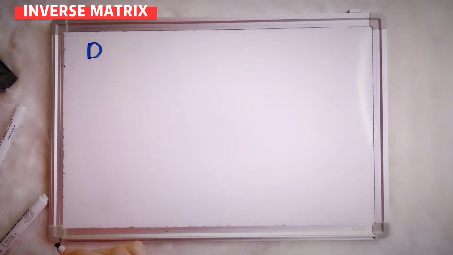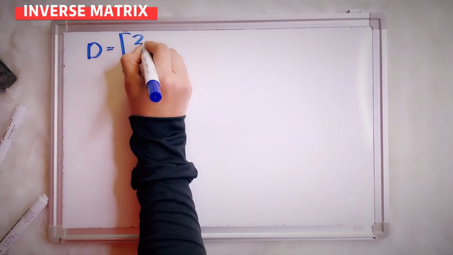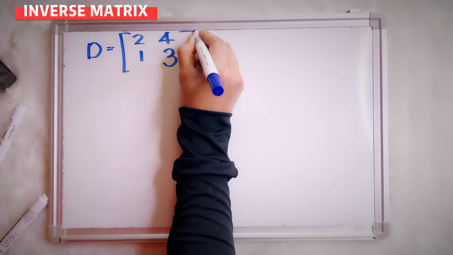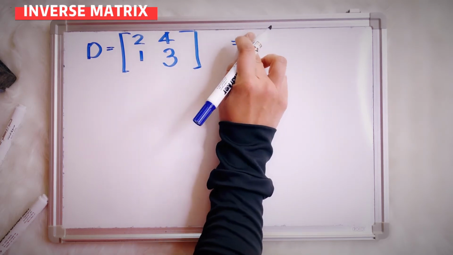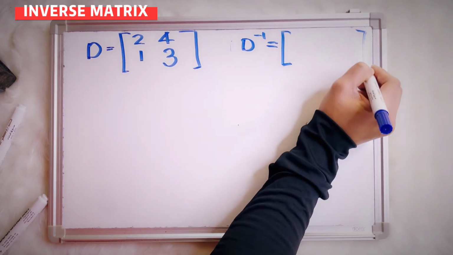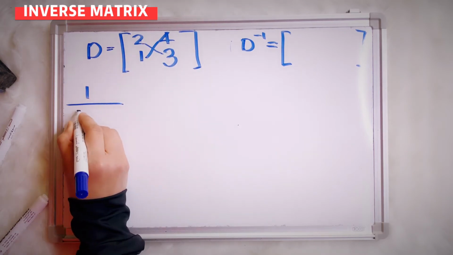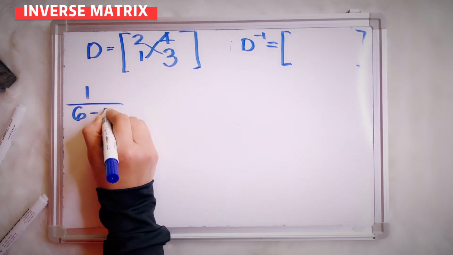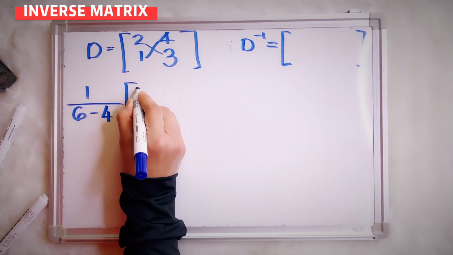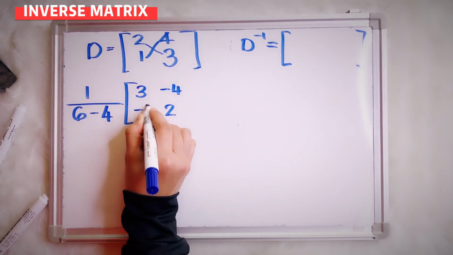Okay, so your matrix D equals 2, 4, 1, 3. Alright, so what is your D inverse? Okay, so now 1 over, multiply 2 times 3, 6, minus 1 times 4, 4. The 3, you must switch with number 2. So here is 3, here is number 2. So here is negative 4, negative 1.